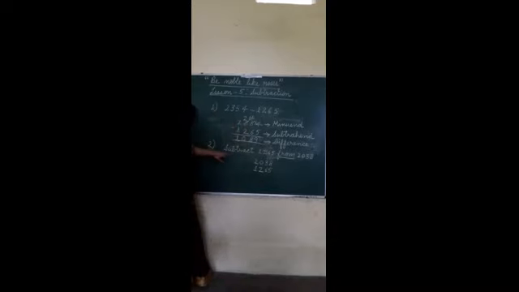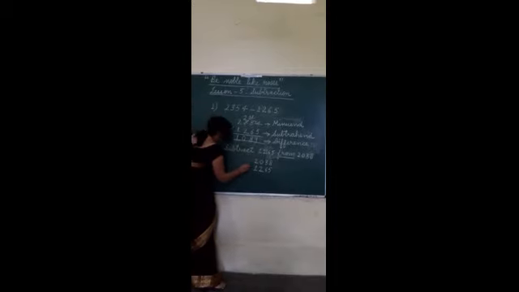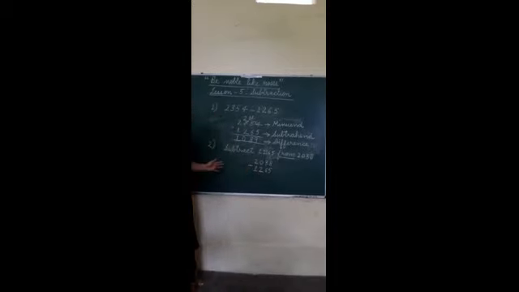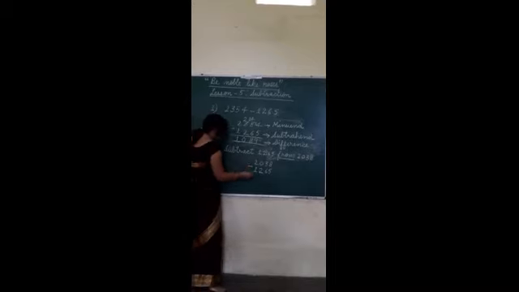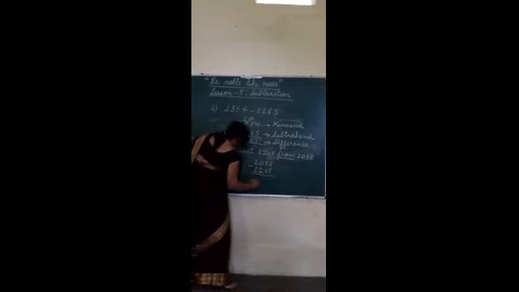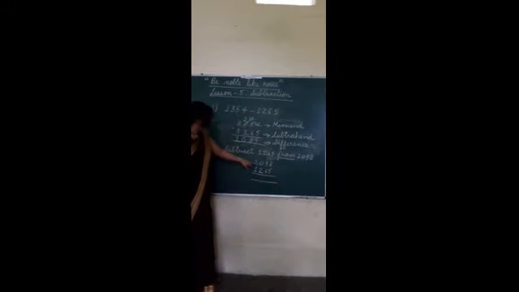Now which operation are we supposed to perform? Subtraction. So which symbol? If you don't put the symbol, then the teacher won't be able to understand which operation you are doing. So better, whatever you are doing, just put the symbol here. Now this is the question based on subtraction. So what is 2038? It is the minuend.